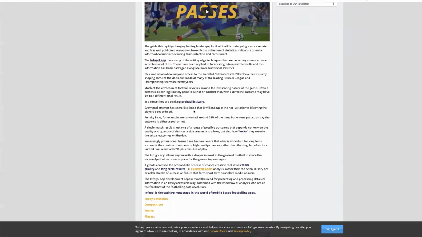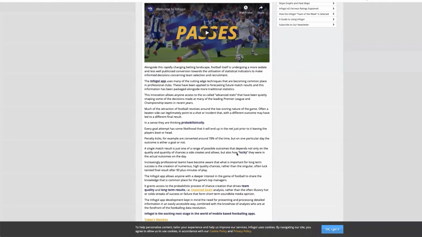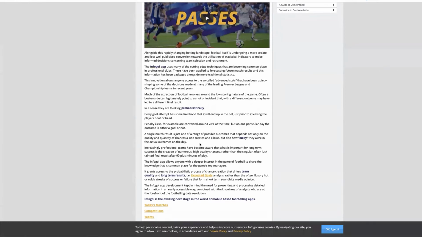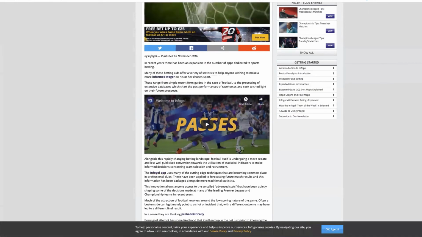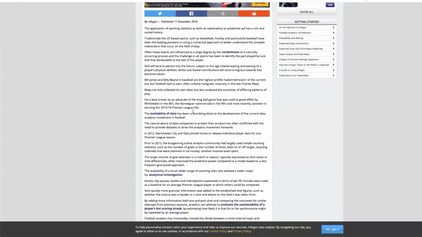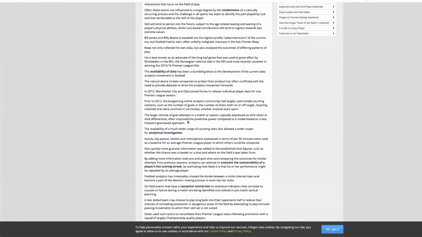But looking here, a single match result is just one of a range of possible outcomes that depends not only on the quality and quantity of chances sides create and allow, but also how lucky they were in the actual outcomes of the day. It's getting a bit more technical, what they're looking at. But look here, football analysis introduction. There's a good couple of articles over there, availability of data and stuff. So this looks a good site.